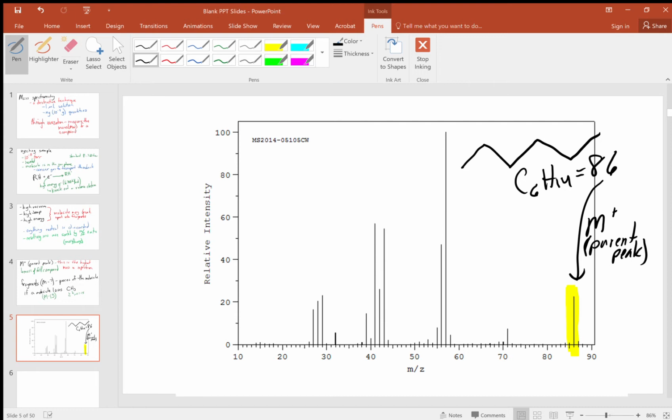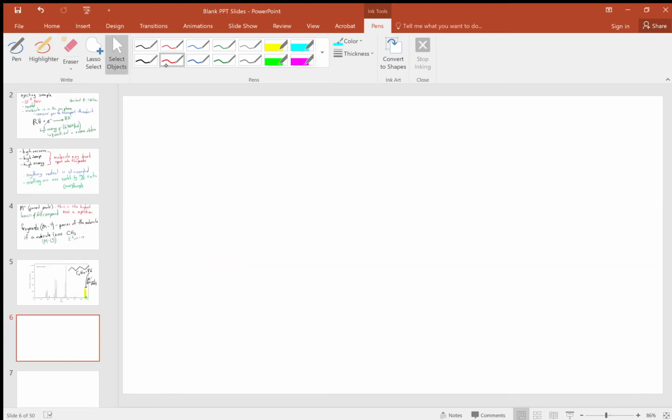But you might notice something a little bit odd here. Do you notice that there's actually a peak 1 mass unit higher at 87? What's at 87? How do we get to a higher mass than what exists for hexane? Because there's nowhere that we could just put another hydrogen on there. Well, another thing to keep in mind with mass spec is that we're actually seeing individual molecules of hexane here, or of whatever compound we're looking at.